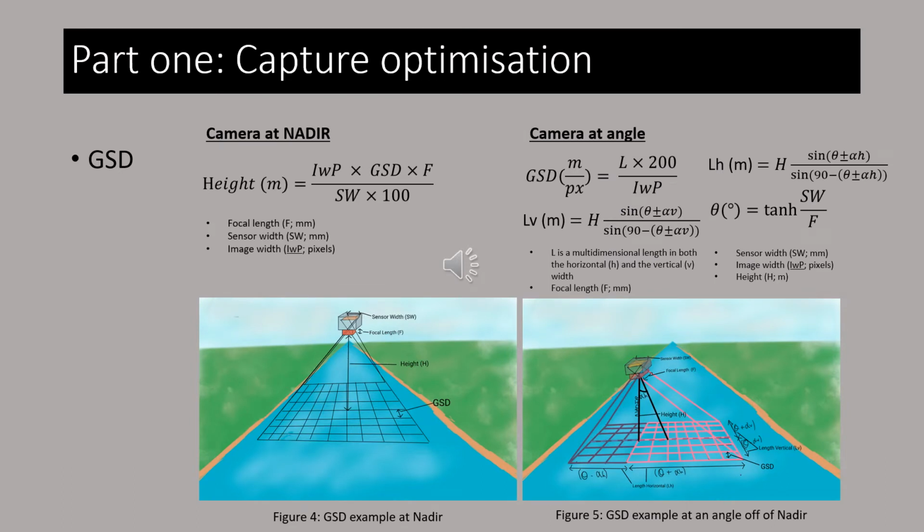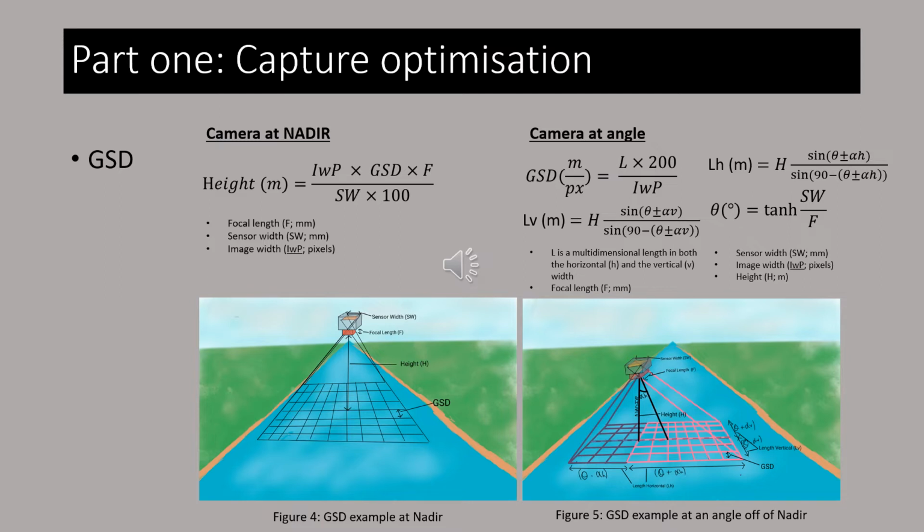So these are 2 equations that I've come up with. The one on the left is for capturing videos at angle nadir. So that means there's no angle introduced in either direction and it's perpendicular to the surface. Whilst the calculations on the right let you introduce either an angle vertically, horizontally, or both. So these can be really useful when you're trying to work out what height you need to set your camera to achieve a certain GSD.